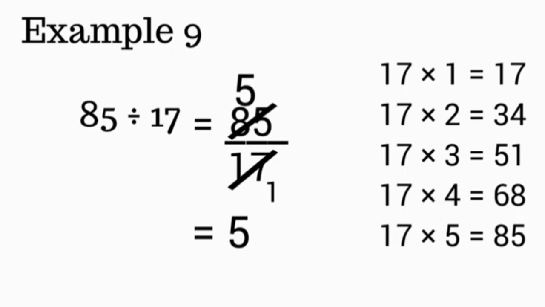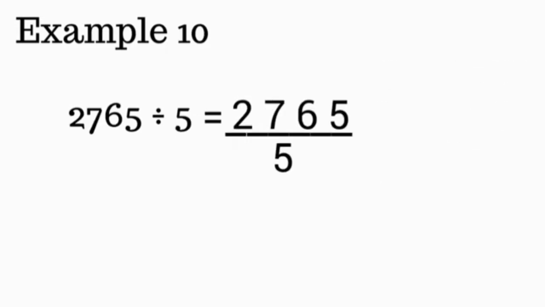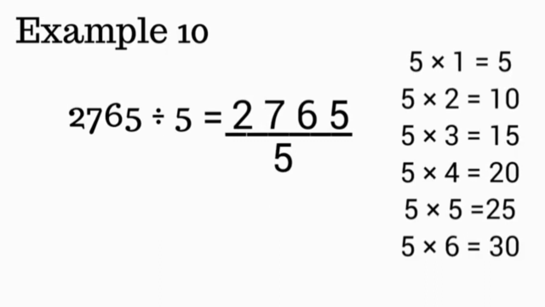Example 10. 2765 divided by 5. Alright, 5 into 2 is 0 times. So we will take 27. We can't write 0 up there because you cannot write 0 in front of a number in maths. So 5 into 27 is 5 times. The closest is 25. Remainder 2. So we put that 2 beside 6.